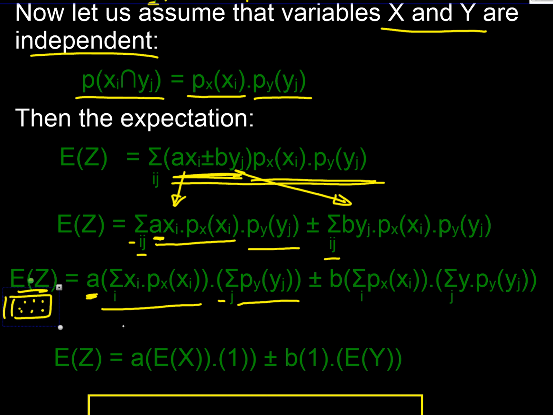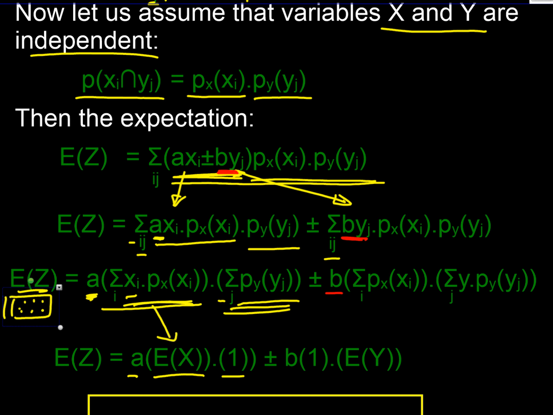So if we look at this first term, we've got an a at the front, and that's an expected value of x, isn't it? The sum of x times p of x, and then the sum of all the p of y's will just be 1. So that's our first term. Our second term is based on our b yj. Again, the b is constant for the summation, so that can come out the front.